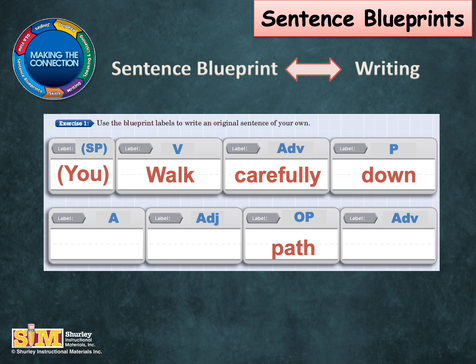Now I can fill in the rest of the prepositional phrase. Look at the adjective label and ask one of the adjective questions. I will ask, what kind of path? Steep, adjective. Next, I see that I need an article adjective to finish the prepositional phrase. My word choice is the, article adjective. It looks like I get to choose another adverb, so I will ask the adverb question, when. I say, walk when? Today, adverb.